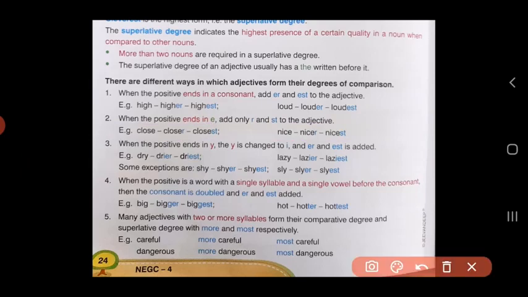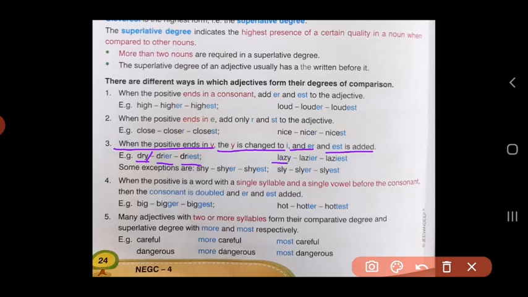Third point, when the positive ends in Y, the Y gets changed to I and then you add ER for comparative and EST for superlative. Example, dry, it ends in Y. So you have to remove the Y and add I. After adding I, for comparative you will add ER, drier. In the same way, remove Y, add I and add EST for superlative, driest.